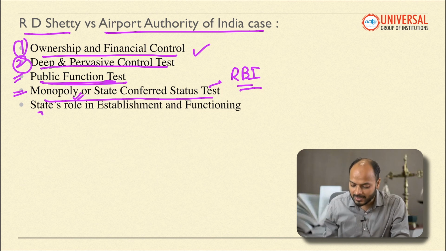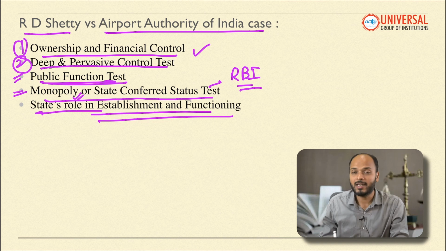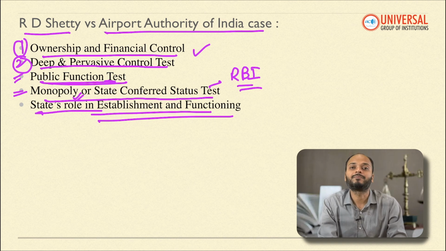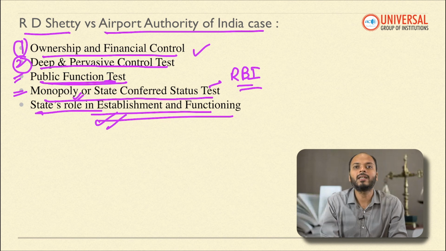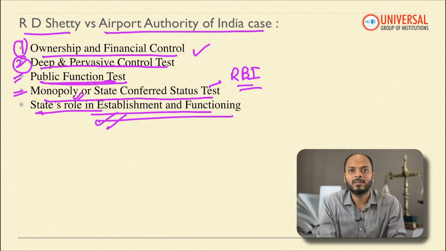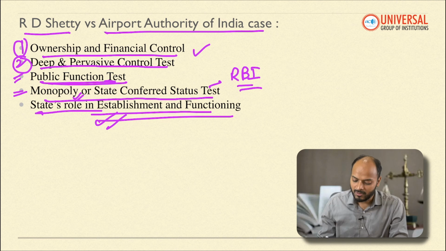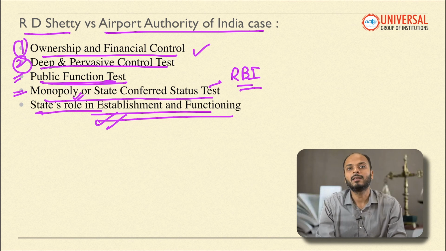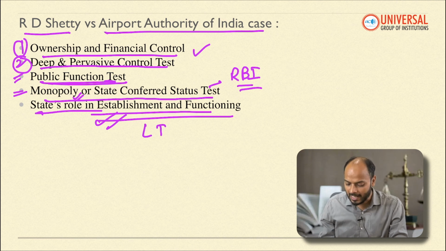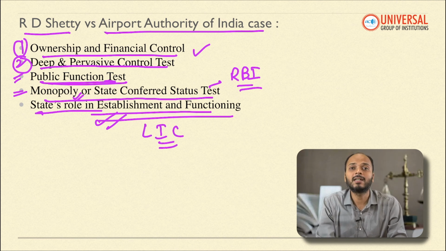And lastly, if the state has a role in the establishment and functioning of that particular authority. So there are so many bodies which have been created by a law passed by either parliament or state legislature, because in the establishment of that body, the parliament has played a role, the state legislature has played a role. Such a body shall also be considered as part of state under Article 12. To take an example, LIC shall be considered as part of state, reason being LIC has been created by a law passed by parliament.